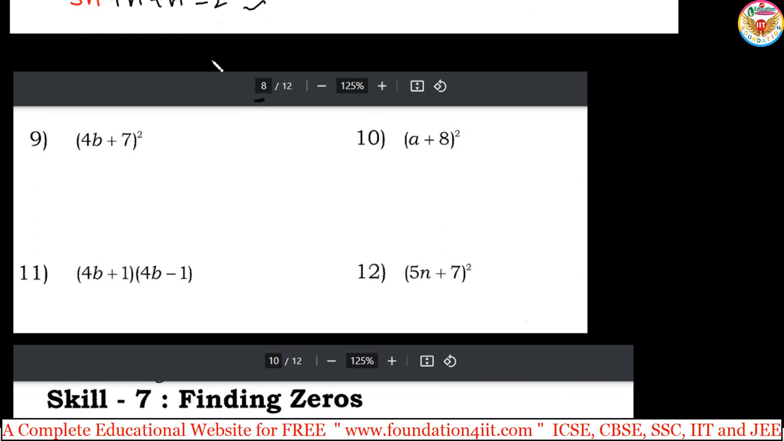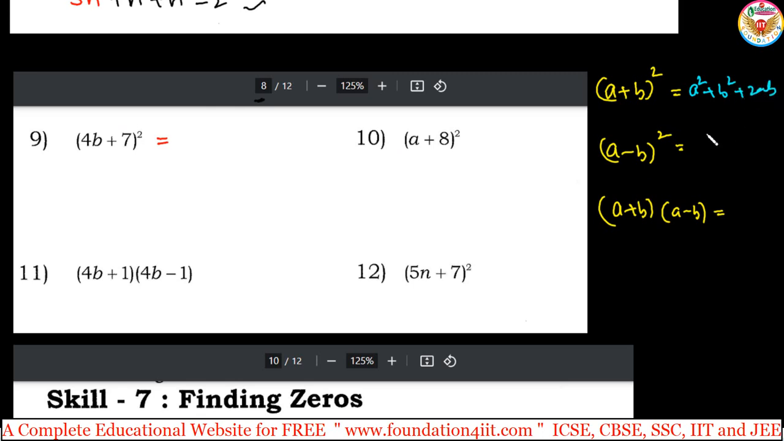Simplifications. On pages 7 and 8 I am also giving questions, up to the 8th problem on the 8th page. These 4 I'll explain, and the remaining you have to do from the PDF. So here is 4b plus 7 whole square. You can use the a plus b whole square formula, the a minus b whole square formula, and a plus b into a minus b. Those formulas are applied in this worksheet. According to that, a plus b whole square is a square plus b square plus 2ab, a minus b whole square is a square plus b square minus 2ab, and this one is only a square minus b square.